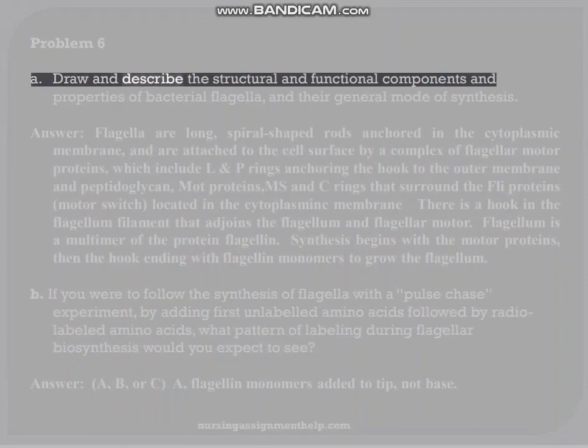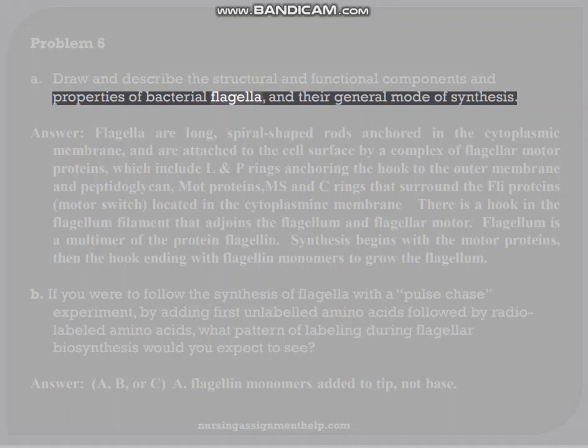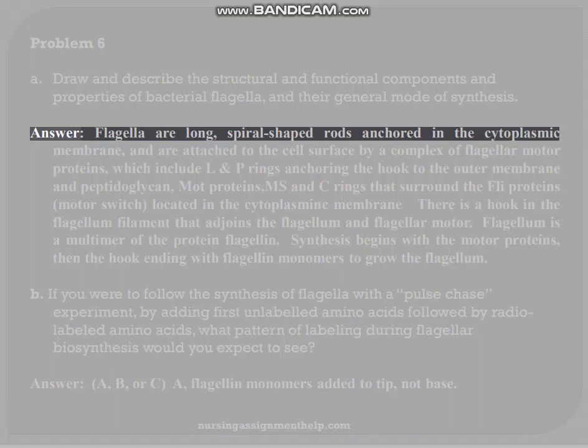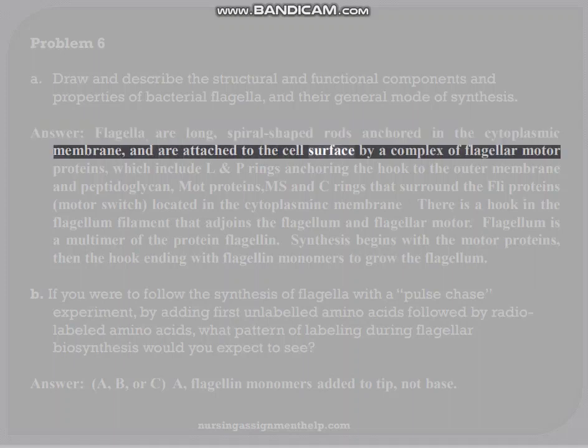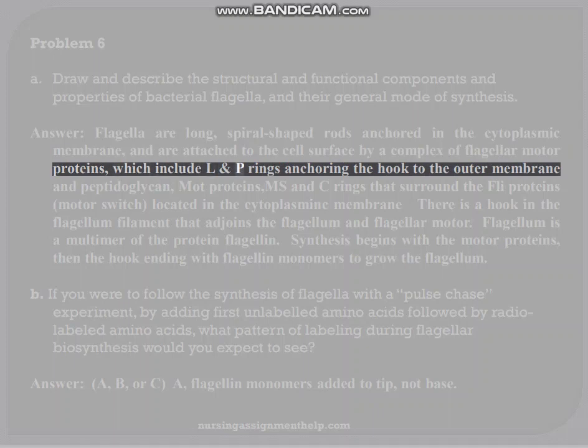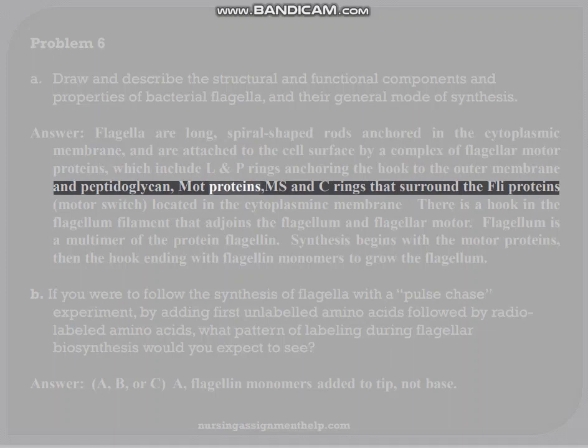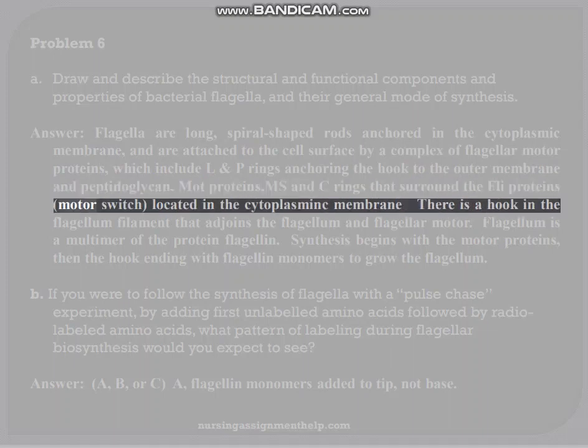Problem 6. A. Draw and describe the structural and functional components and properties of bacterial flagella and their general mode of synthesis. Answer: flagella are long, spiral-shaped rods anchored in the cytoplasmic membrane and are attached to the cell surface by a complex of flagellar motor proteins, which include L and P rings anchoring the hook to the outer membrane and peptidoglycan, Mot proteins, MS and C rings that surround the FliG proteins, motor switch.